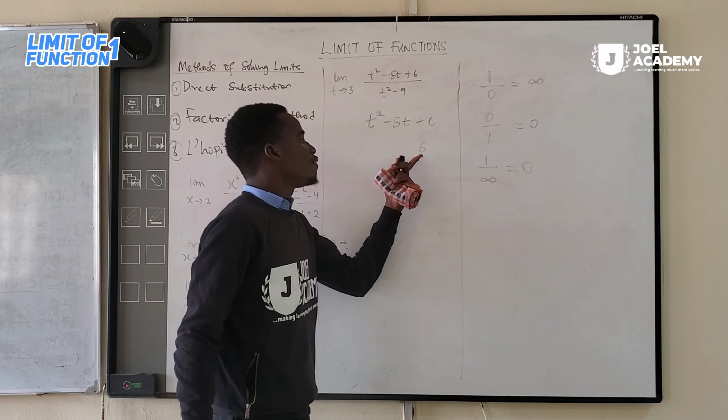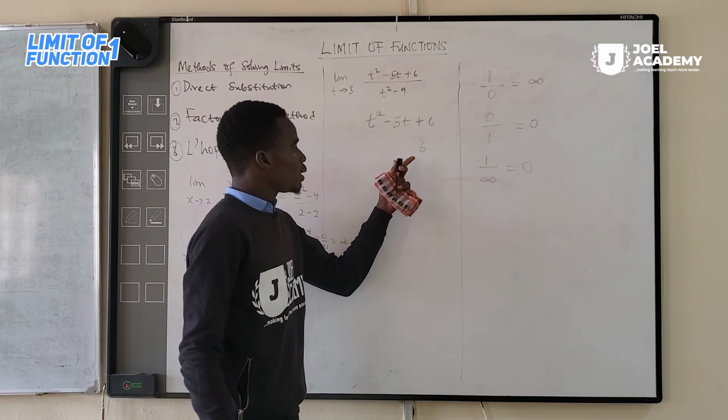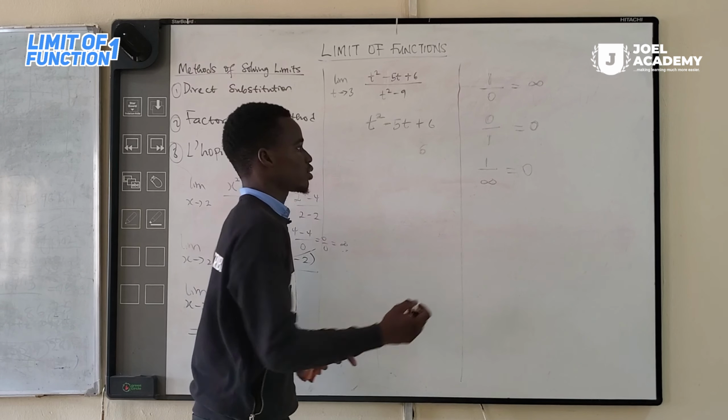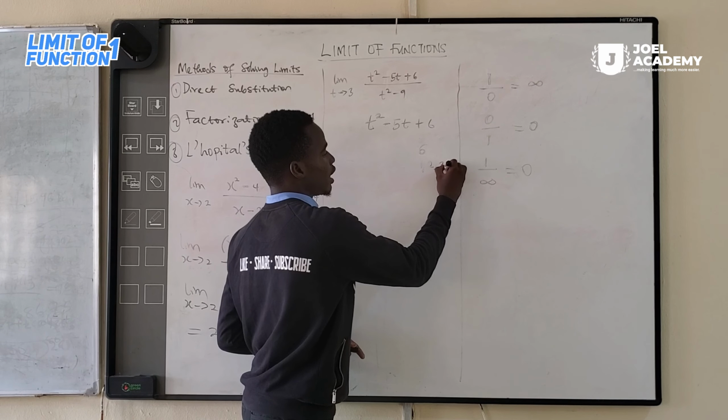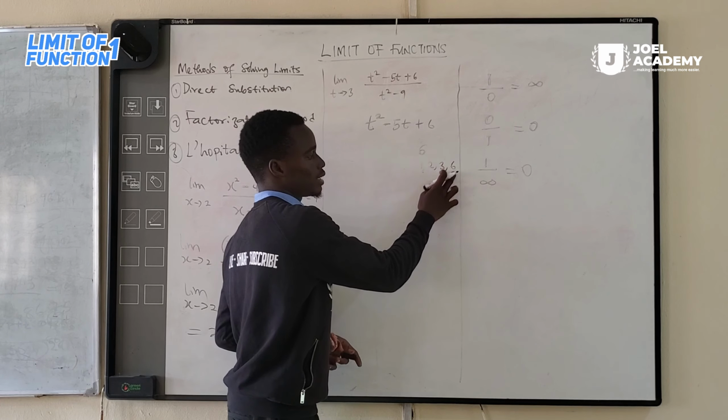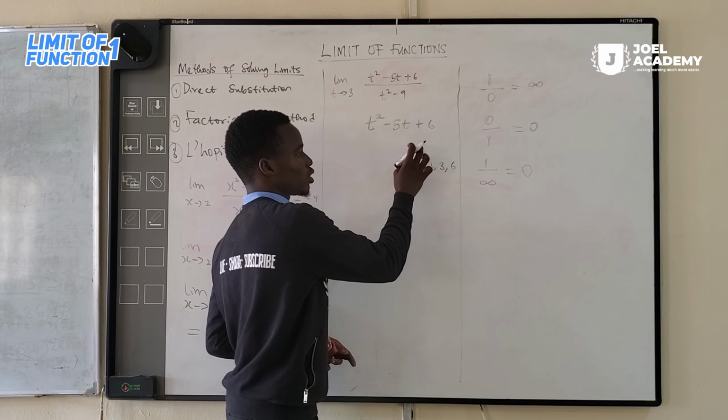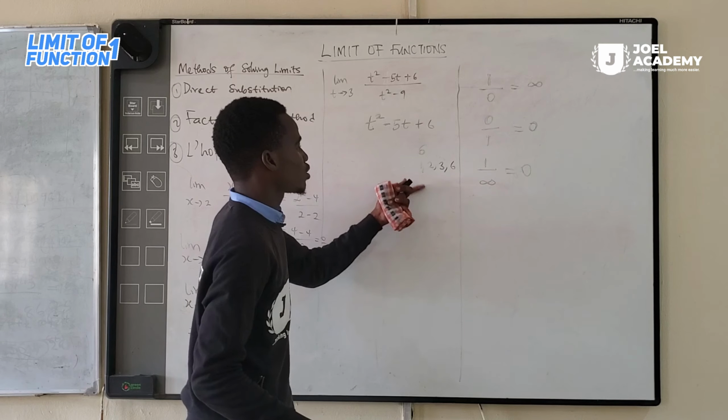So now, for this, we get the factors of 6. The factors of 6 are 1, 2, 3, and 6. 1 times 6 gives us 6. 2 times 3 gives us what? 6. So these are the factors of 6.